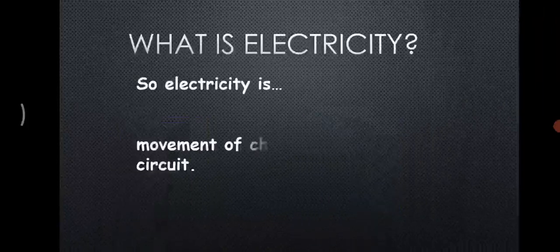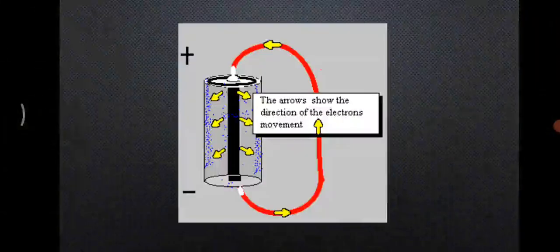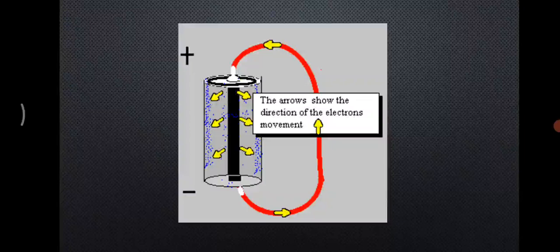So now what is this electricity again? The movement of charges in a circuit we call electric current. So electricity is the movement of charges.